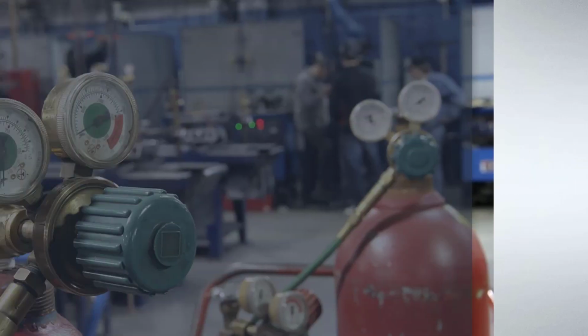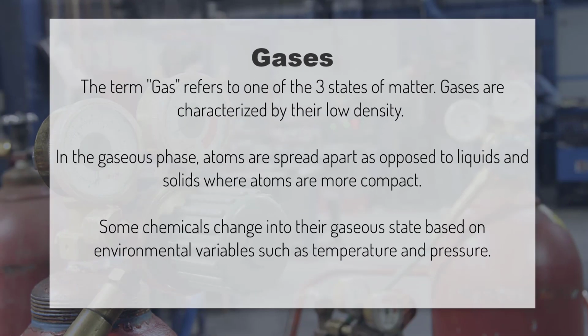Gases. The term gas refers to one of the three states of matter. Gases are characterized by their low density. In the gaseous phase, atoms are spread apart as opposed to liquids and solids where atoms are more compact. Some chemicals change into their gaseous state based on environmental variables such as temperature and pressure.